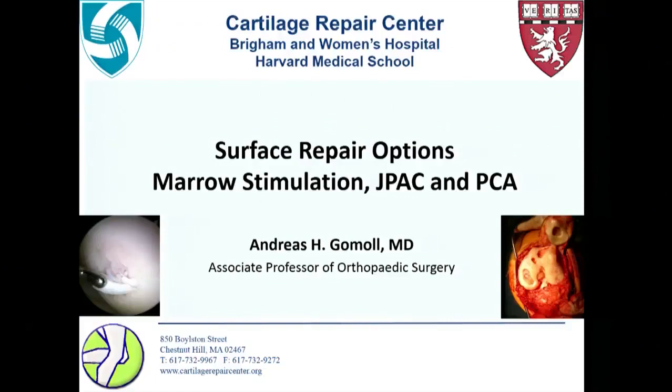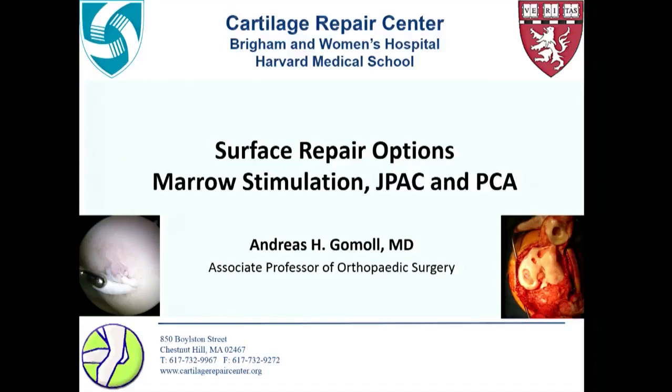So I've been asked to talk about just the surface repair options. And there are a few. There's marrow stimulation, particulated autograft cartilage, and perforated cartilage allograft. And as Brian had alluded to before, really the explosive growth in cartilage repair options that we've seen is in this field of allograft, as I had mentioned before, that's because of this FDA loophole.